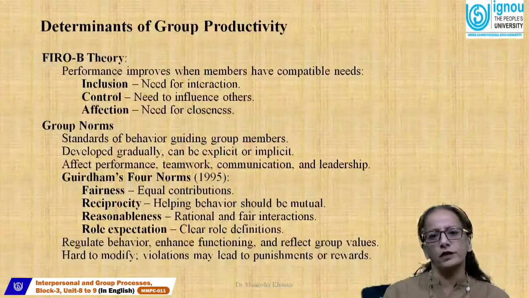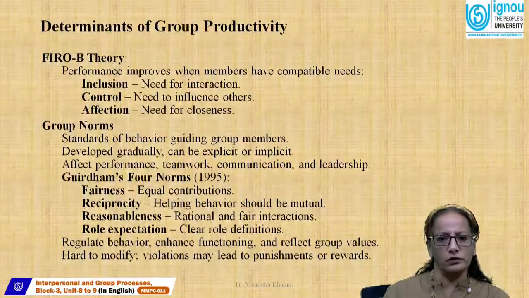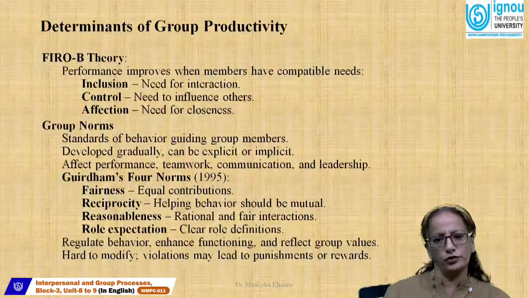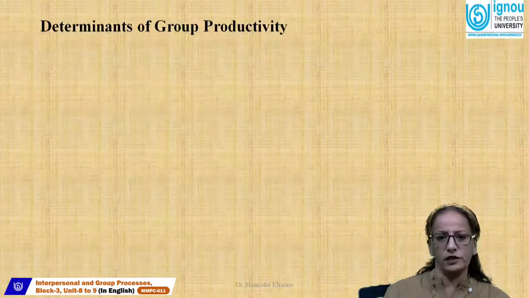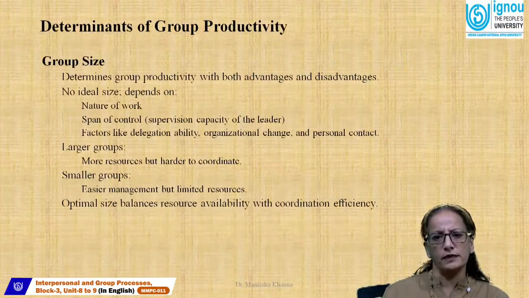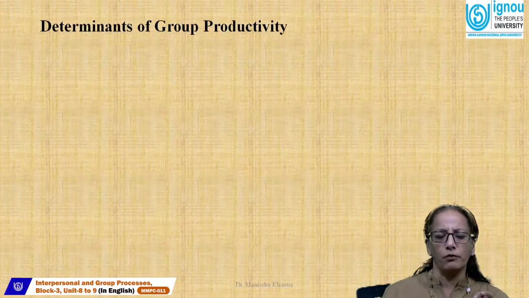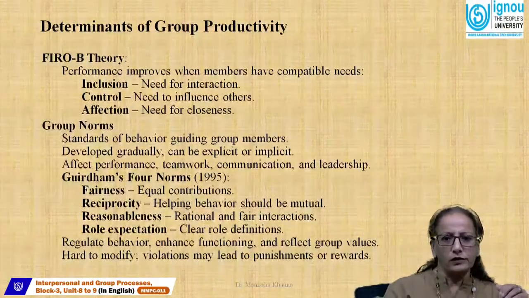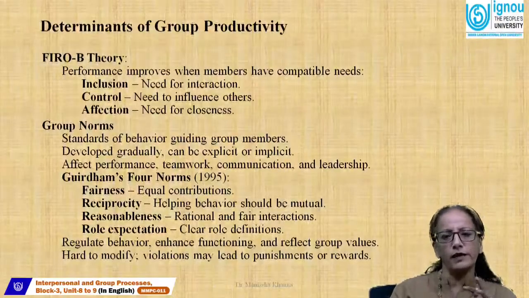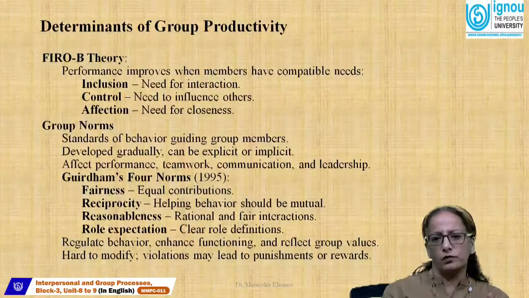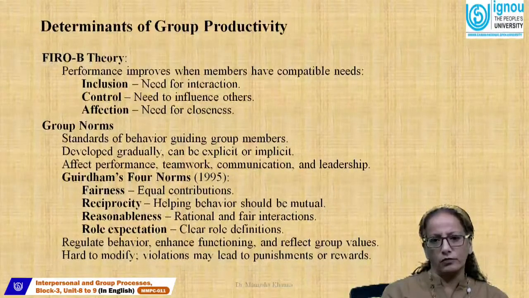Group norms are the standard behavior guiding group members, developed gradually, and they can be explicit or implicit. The group norms are formed during the norming stage, which we just discussed as stage 3, when the norms are set up. These group norms are very important at this stage because the norms are set up as per the standard behaviors, and the group guides its members.